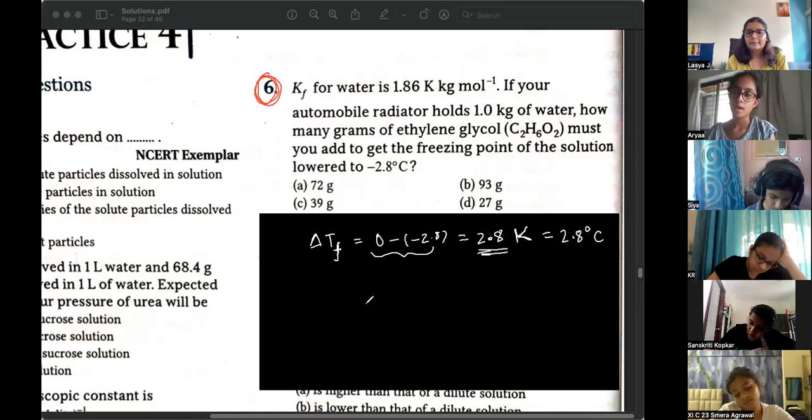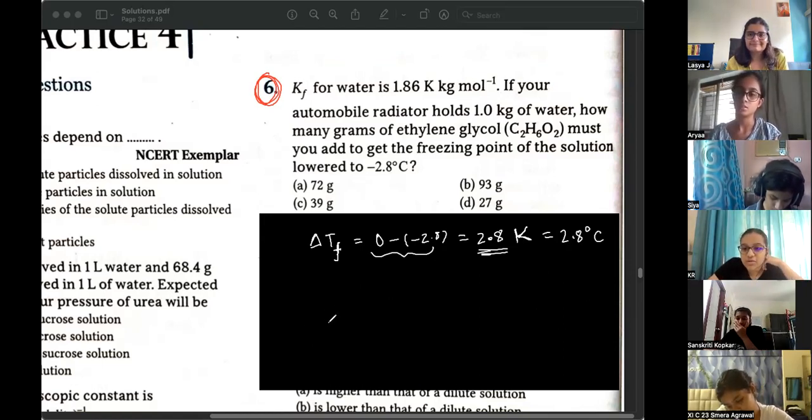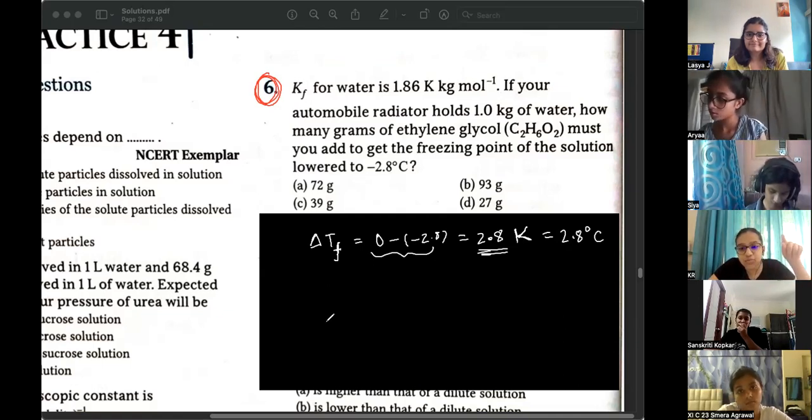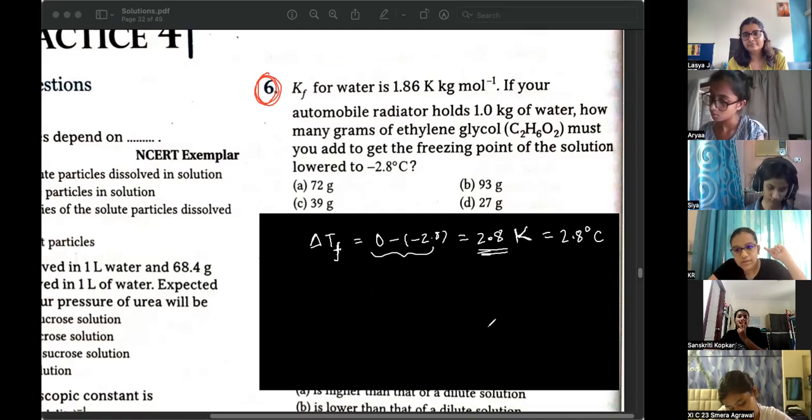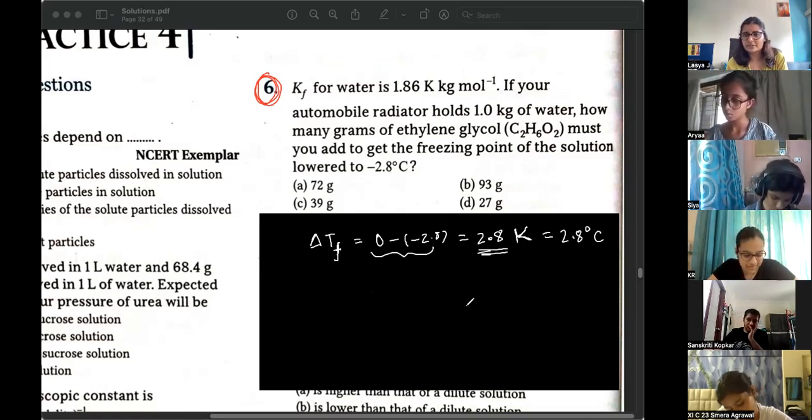Miss, in molality, the 1000 is only if it is in grams, right? Yeah, same doubt. In this case, we don't have to make it into 1000. Sorry, here we need to do 1000. No, 1 kg is given. If we use 1000 in the formula, then we don't have to convert it, right? If you use 1000 in the formula, W2 should be in grams. Delta TF is equal to KF into W2 by W1 into 1000 by M2, right?